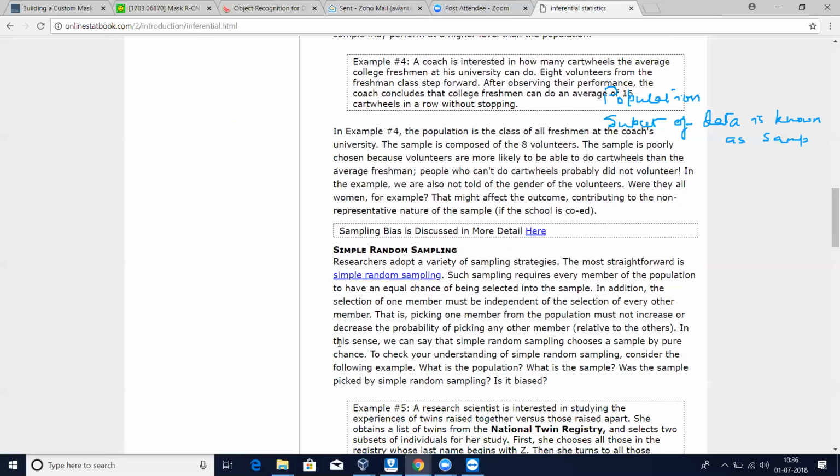But is this the correct sample data or not? Like, how will you identify it? Is this the correct sample data or not? So I'll discuss that technique. There is a technique for doing this.